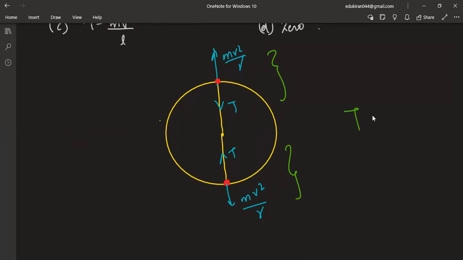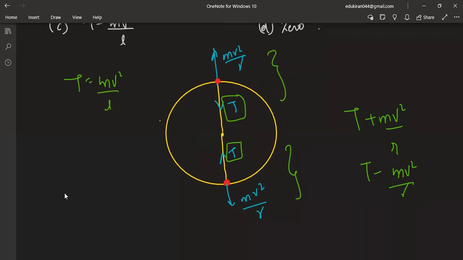Otherwise, we would have written T plus mv square by r, right? T plus mv square by r. Net force, if we would have added it, or subtracted it, mv square by r. But we are just finding net force along the center. Towards the center, which force is acting? Only tension is acting. So your answer, tension is equal to mv square by L.